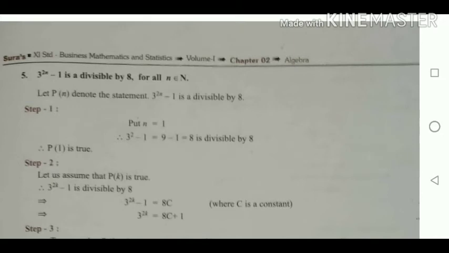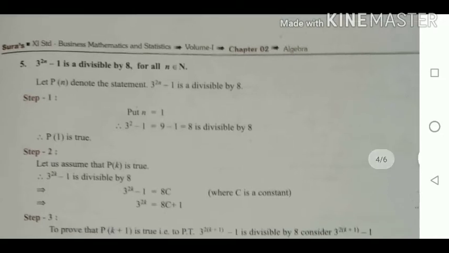The next question: 3 power 2n minus 1 is divisible by 8 for n belongs to natural number. Here also I am doing the same 3 steps. Put n equal to 1. In the left hand side, 3 power 2 into 1 minus 1 equal to 3 square minus 1, we are getting 9 minus 1, that is 8, which is divisible by 8. Therefore P of 1 is true.